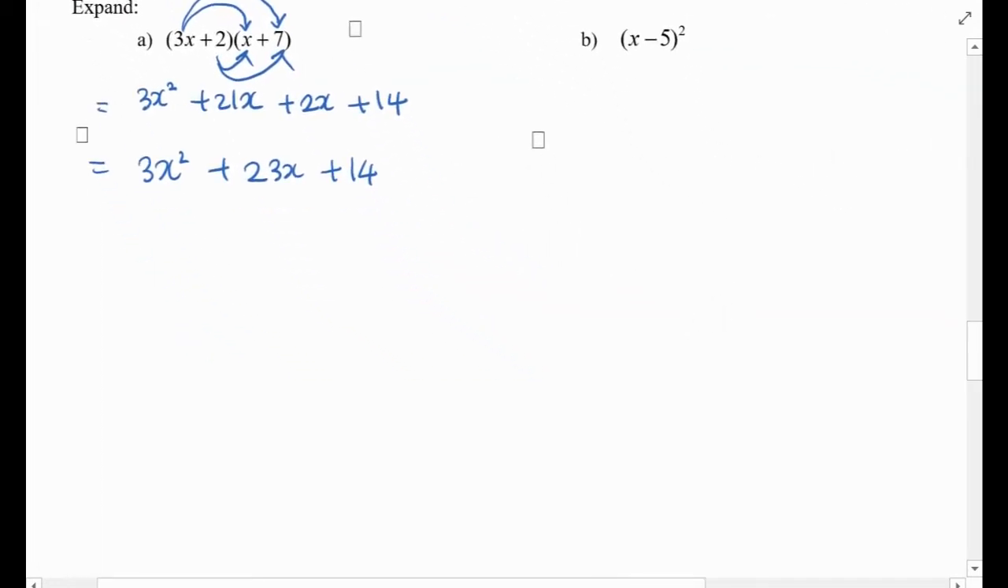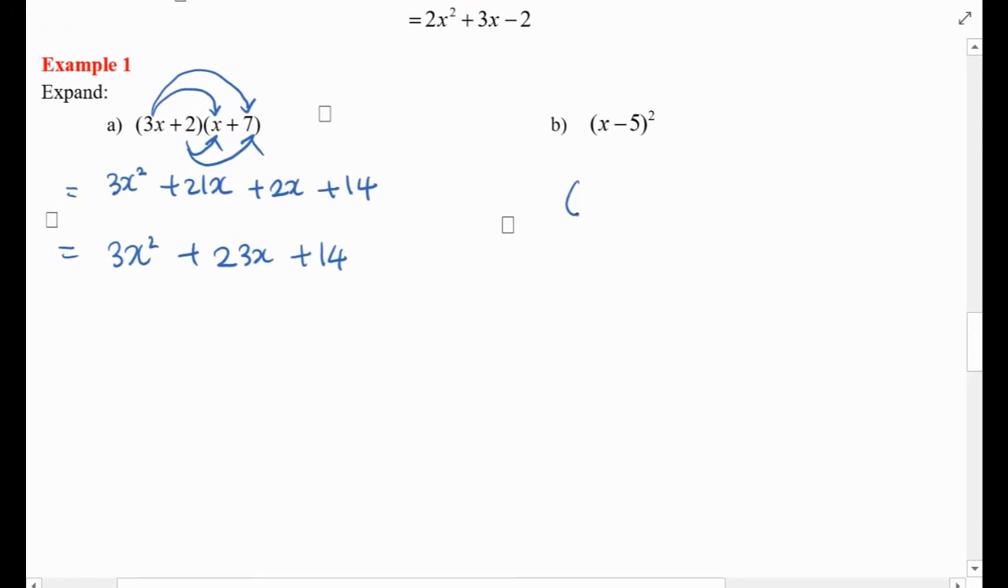All right, next. Here you have x minus 5 squared. So you just write it out. X minus 5, x minus 5. Now I want you to pause the video and solve this question. Go ahead, everyone.